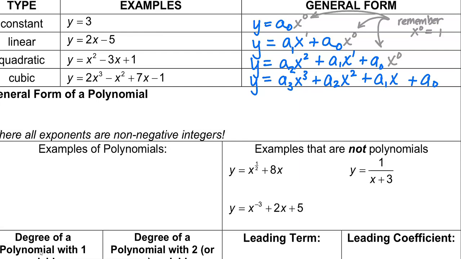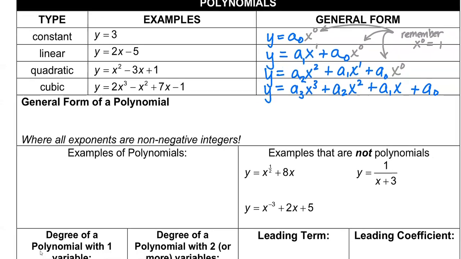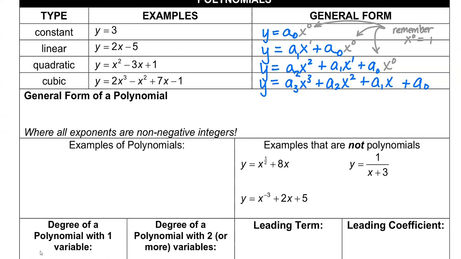Got that? Now here's what's kind of cool. When we're talking, you'll hear me talk about the quadratic term. The quadratic term would be the term that has a power of 2. Got it? Or I might say the linear term. Well, that would be the term that is a sub 1 x. Or the constant term, that would be a sub 0. Or the cubic term, that would be the a sub 3 x to the 3. So how are we doing on those general forms that I just came up with?